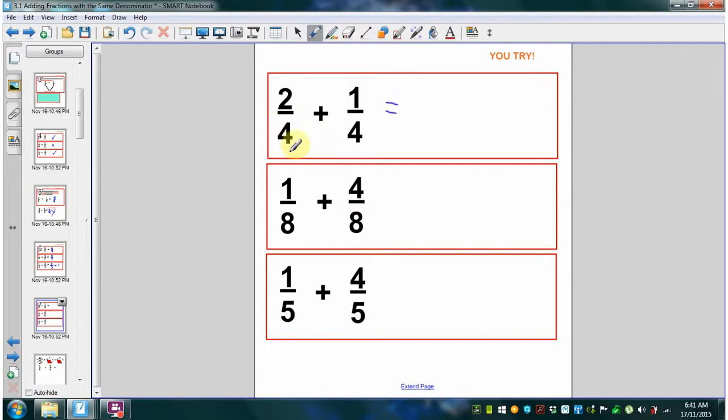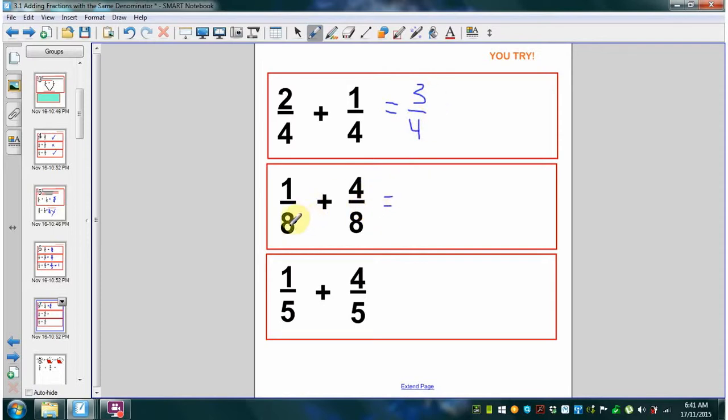Okay, these are ready to add because we have the same denominator on the bottom, 4 and 4. So we add our numerators, add our tops. 2 plus 1 is 3. And we just keep the bottom. Our bottom was 4, so we just bring over our 4.